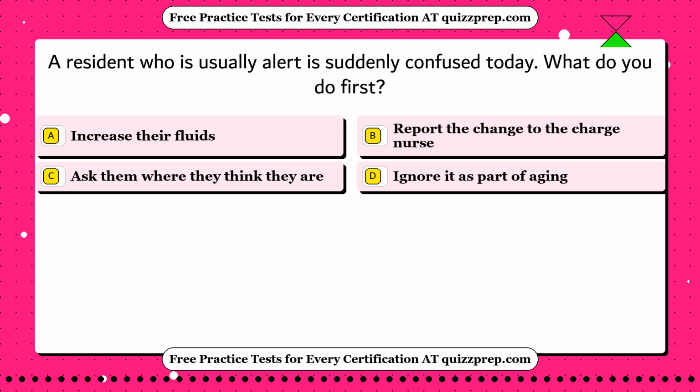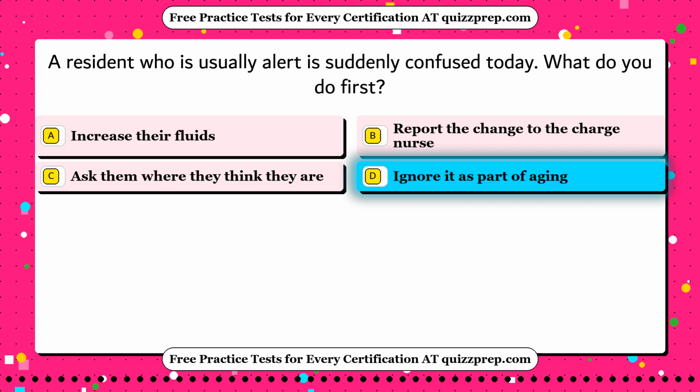Question 154. A resident who is usually alert is suddenly confused today. What do you do first? Option A, increase their fluids. Option B, report the change to the charge nurse. Option C, ask them where they think they are. Option D, ignore it as part of aging.